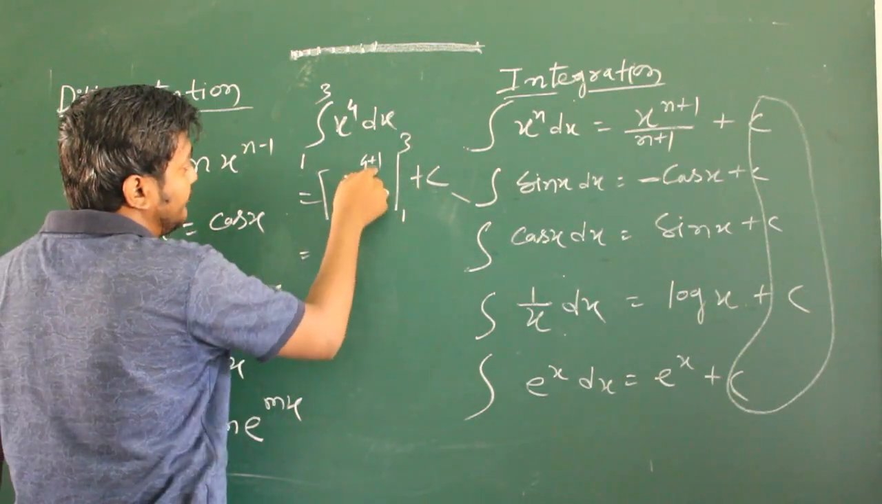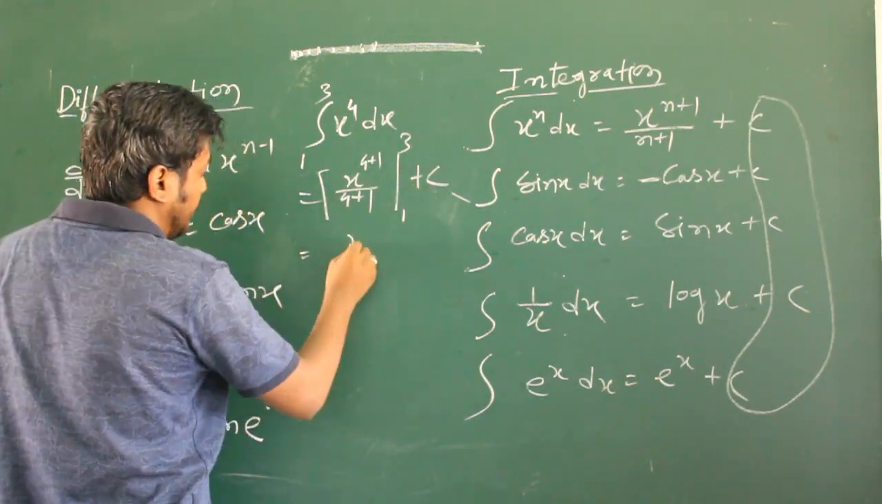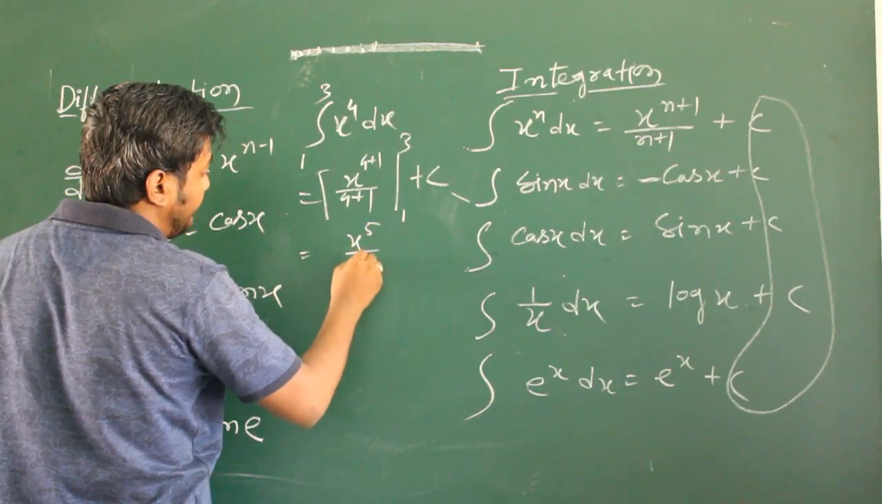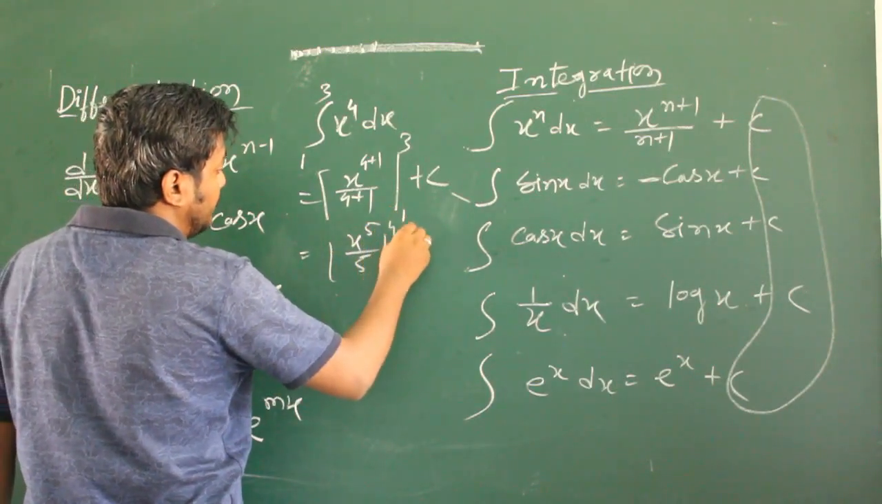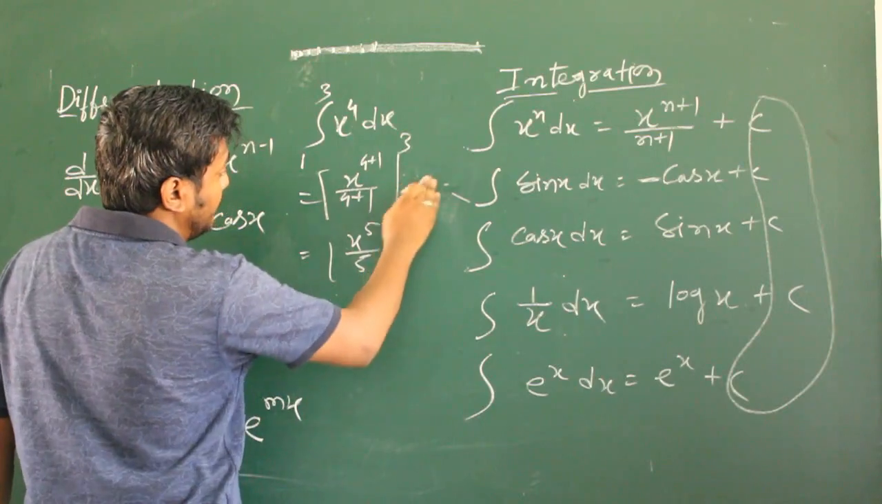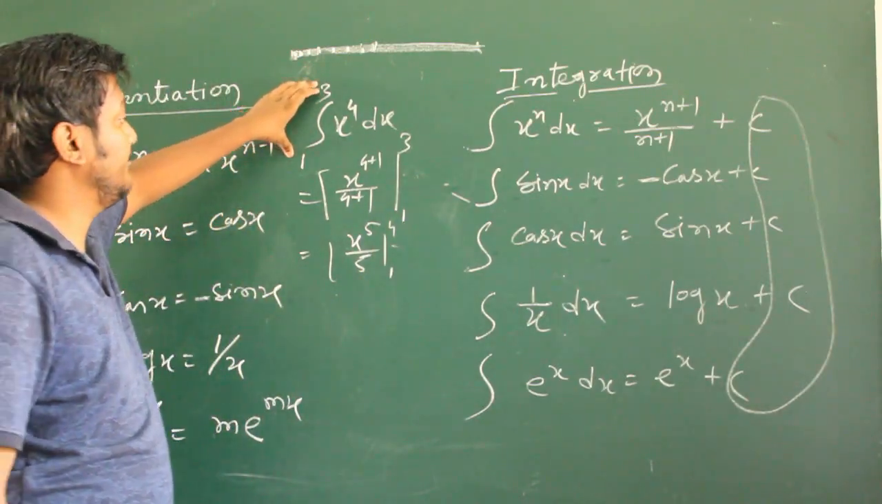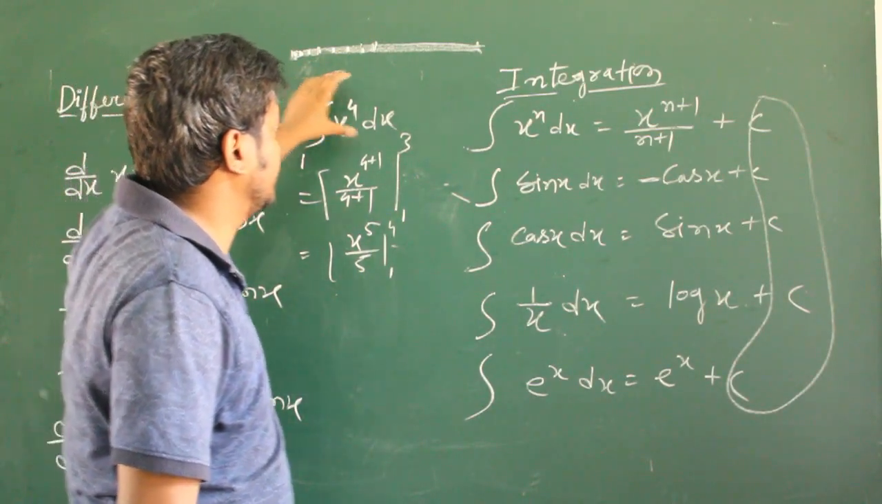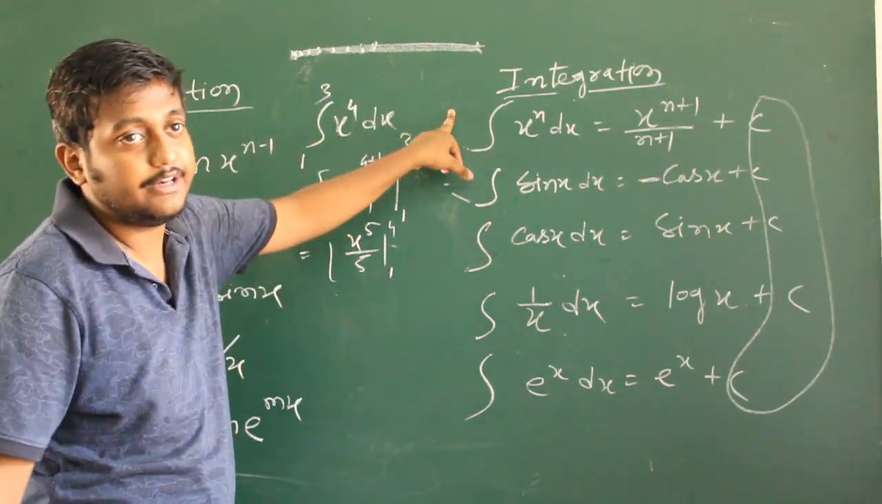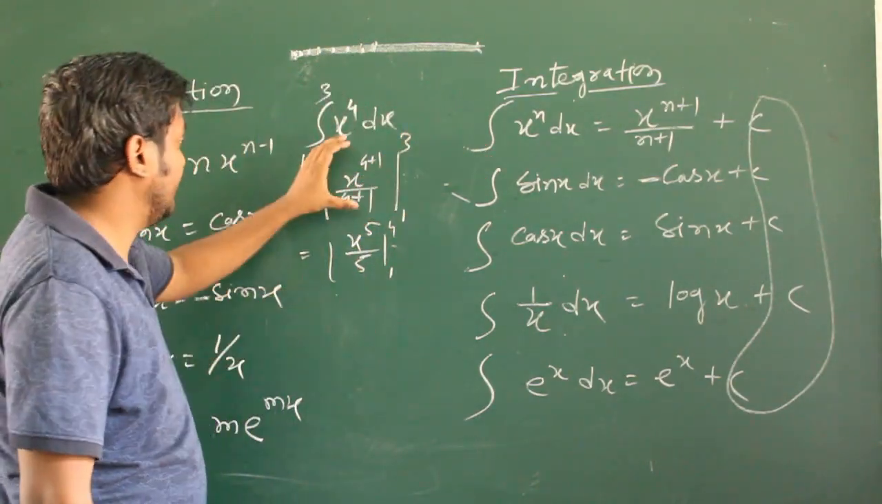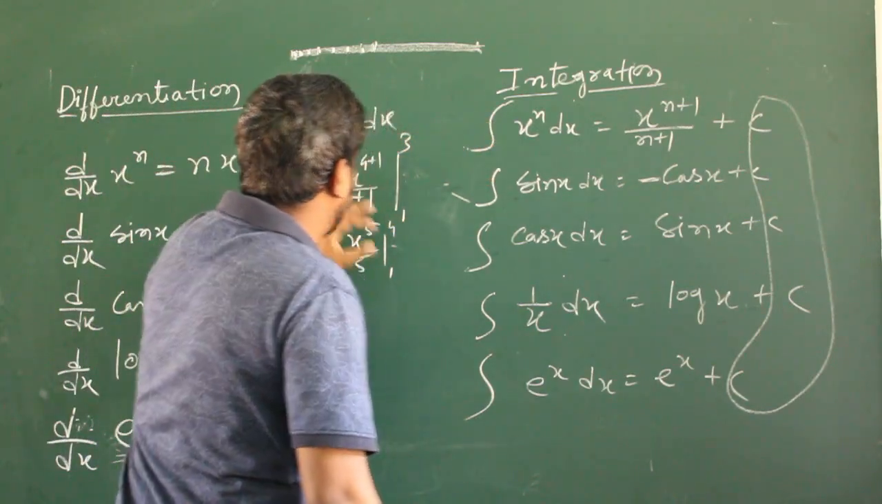So you have to put this value in place of x to the power 5 by 5. Oh, here there is no c because here the limit is given, so we don't have to write the constant term. Okay, we don't have to write the constant term. So after you get this, using this formula, you have to put this limit.